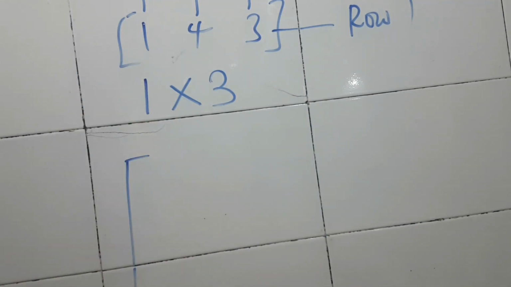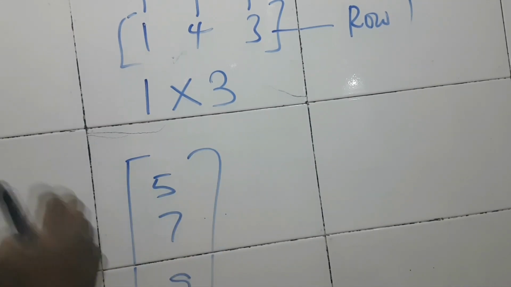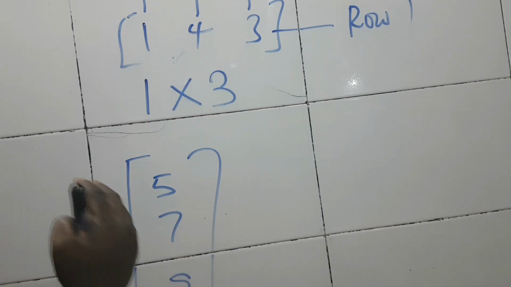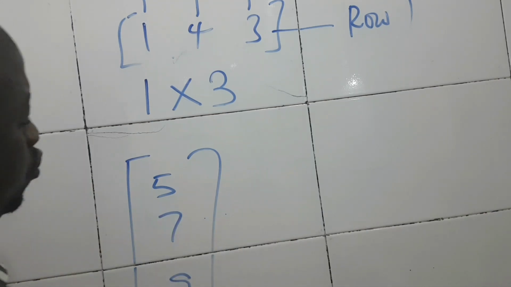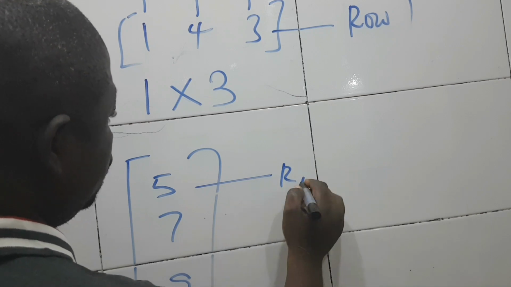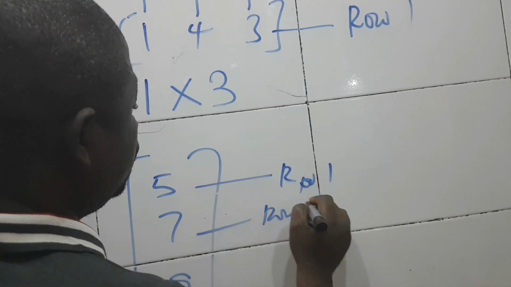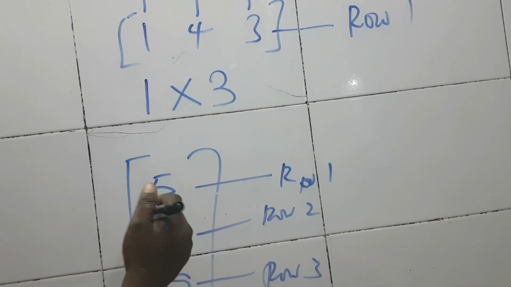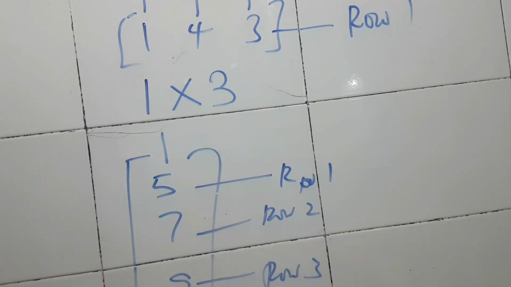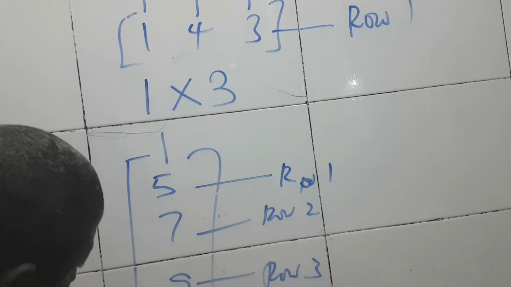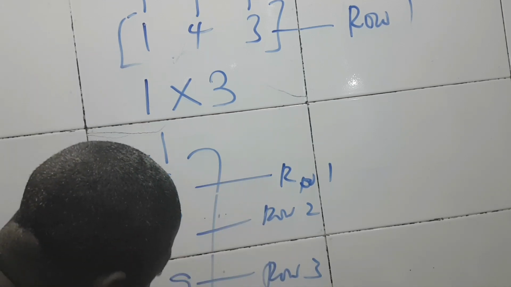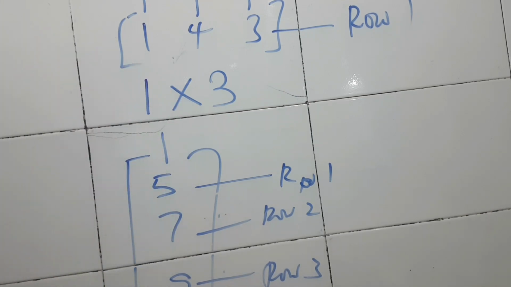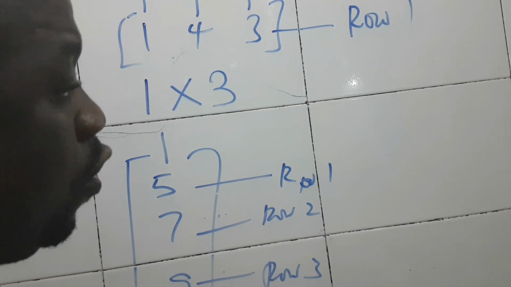Another one, I can have this. Let's say I have 5, 7, 9. I can ask you to determine the order of this. For you to determine the order of this, just look, how many rows do you have? Row 1, row 2, row 3. So for us to call this, you call the row first. How many columns do you have? Well, only 1 column. So it should be 3 by 1 matrix. So that is how to determine what they call the order of a matrix.